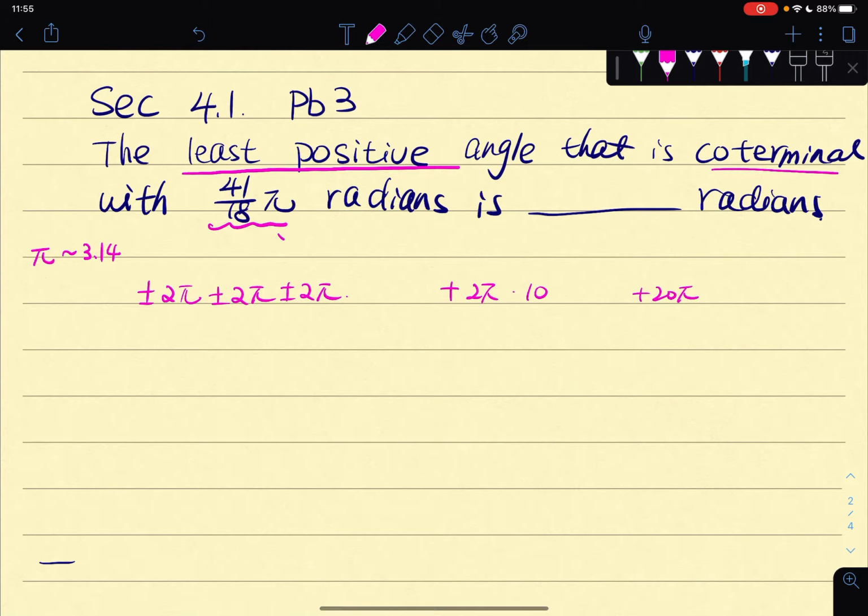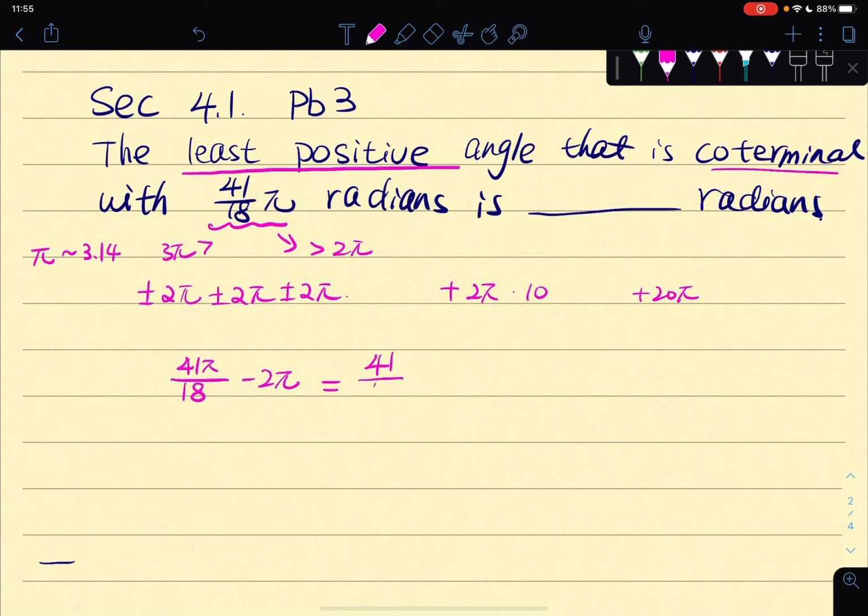So if you do a very brief estimation, 41/18 is slightly greater than 2. So this is definitely greater than 2 pi, but less than 3 pi. So in order to make sure your number is positive, you want to make sure you don't change it by more than 2 pi, because minus 4 pi gets negative. So it's essentially just a matter of how many 2 pi's you're going to add or subtract, because it's somewhere between 2 and 3. So it's perfectly fine to subtract a 2 pi and still be positive.